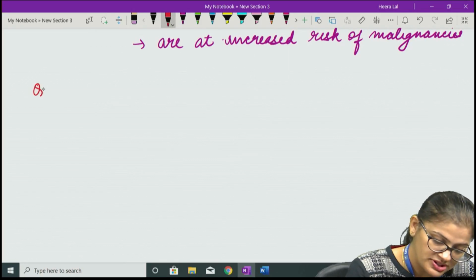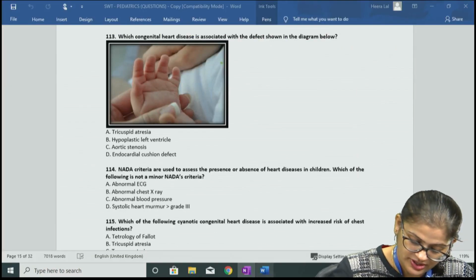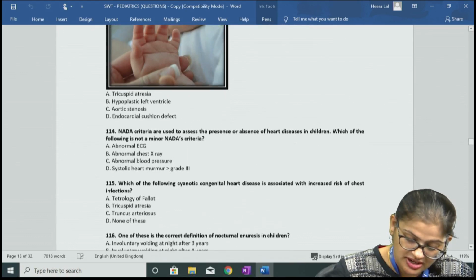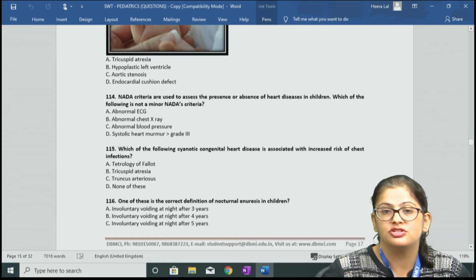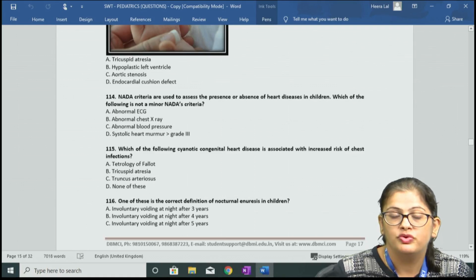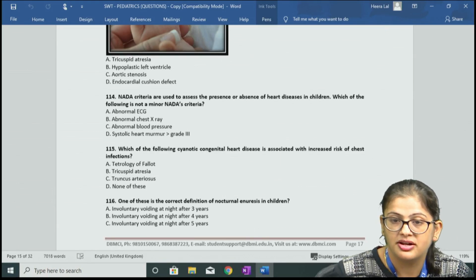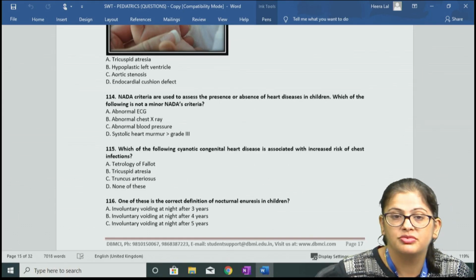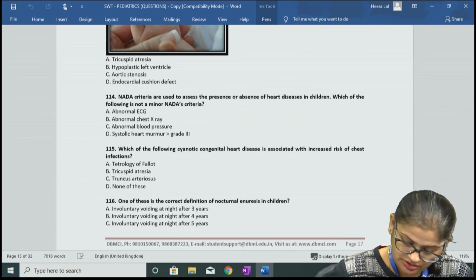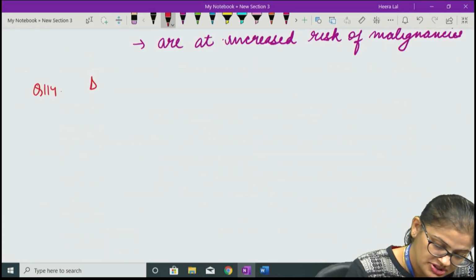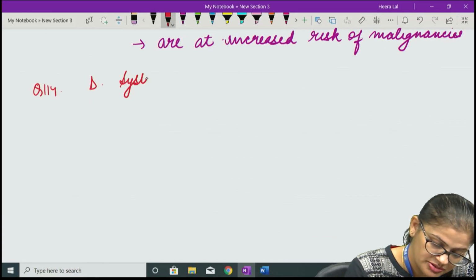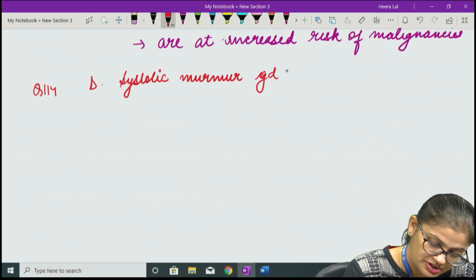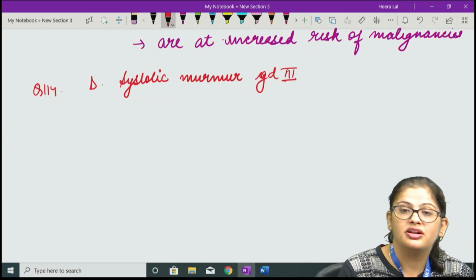Now we come to question number 114, which was: NADA's criteria are used to assess the presence or absence of heart disease in children. Which of the following is not a minor NADA's criterion? The correct answer is option number D, that is systolic heart murmur of grade more than 3. So what are the NADA's criteria?